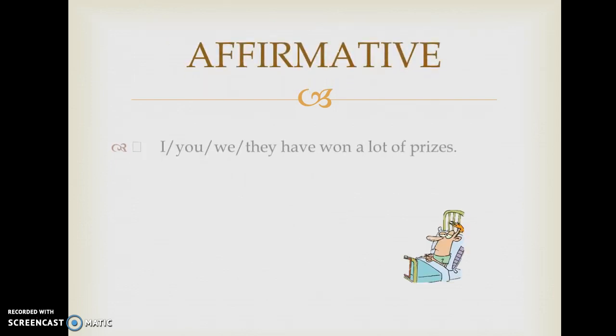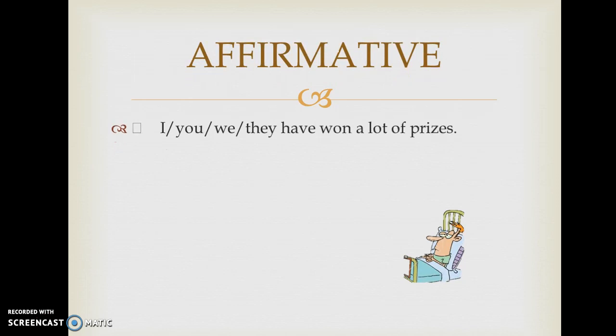The affirmative form. For the affirmative form, as I mentioned before, we use the auxiliary have and the past participle. I, you, we, they have, and the past participle of the verb, in this case won a lot of prizes. For he, she, it, has, and the past participle, in this case a regular verb, live, and past participle lived. He, she, it, has lived here for 10 years.